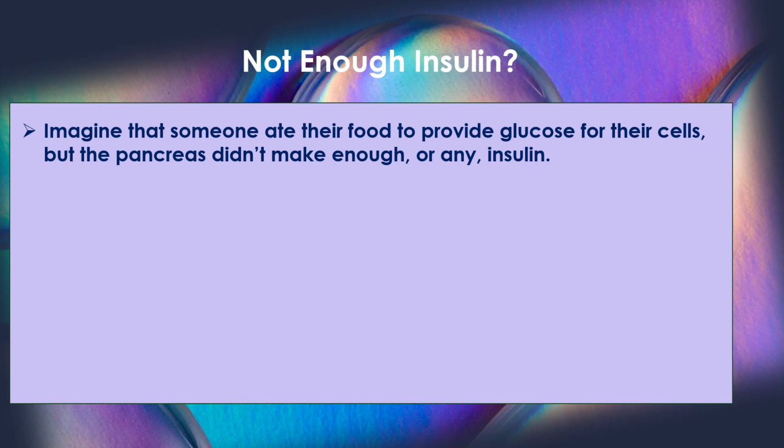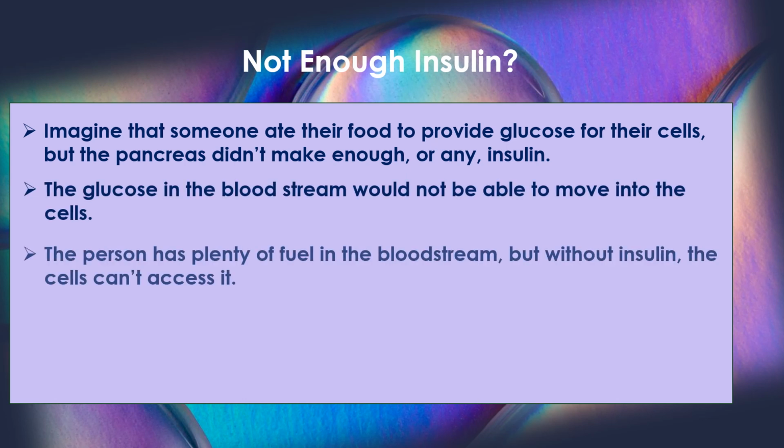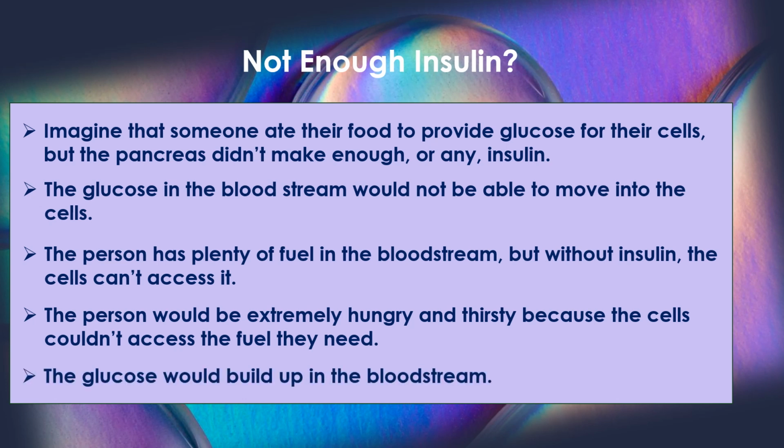Imagine that someone ate their food to provide glucose for their cells, but the pancreas didn't make enough or any insulin. The glucose in the bloodstream would not be able to move into the cells. The person has plenty of fuel in the bloodstream, but without insulin, the cells can't access it. The person would be extremely hungry and thirsty because the cells couldn't access the fuel they need. And of course, the glucose would just build up in the bloodstream.